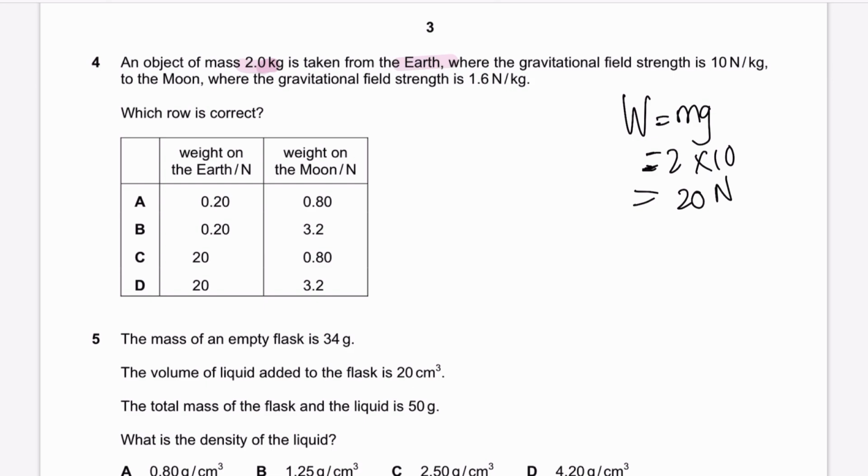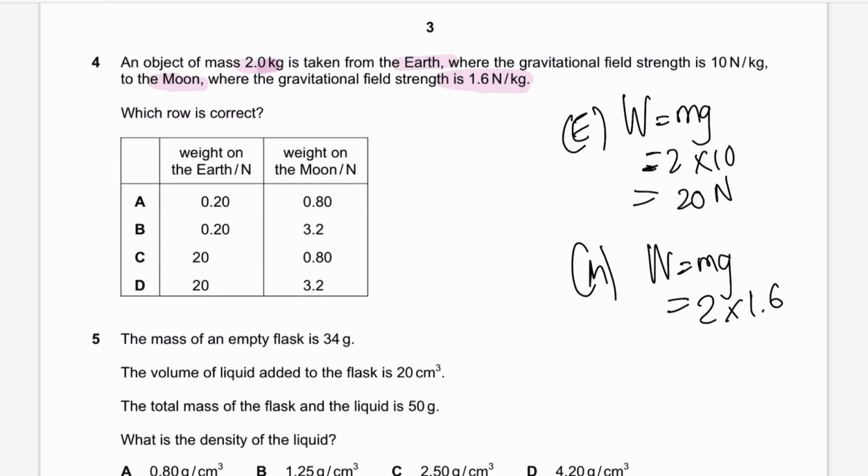The gravitational field strength on earth is 10 newtons per kg. It is taken to the moon, where the gravitational field strength is 1.6 newtons per kg. That's the g for the moon. So if we write the same formula again, this was for earth. Now let's do this for the moon. W equals mg. The mass remains the same. It doesn't matter which planet it's on. So 2 multiplied by g for this planet, 1.6. So the answer will be 3.2. Therefore, weight on earth is 20 and weight on moon is 3.2. So the answer is D.